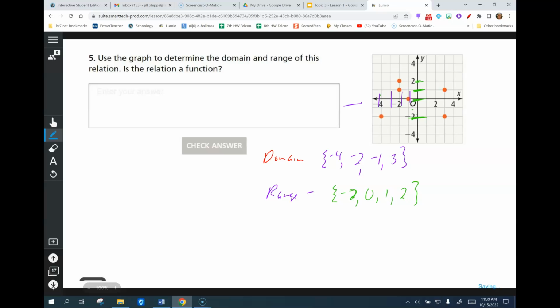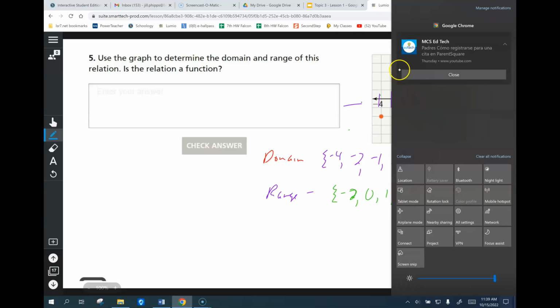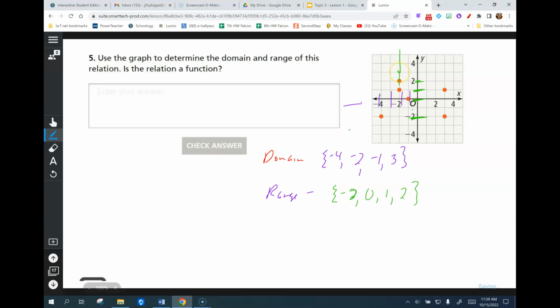Okay, now that we've done that, is this a function, people? Does it pass the vertical line test? No. Look at it, it fails right there. Right here, fails the vertical line test. It hits 2 points at once. Oh, gosh, it fails twice. Woohoo, not a function.